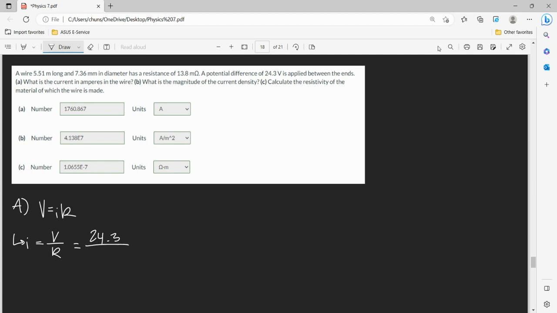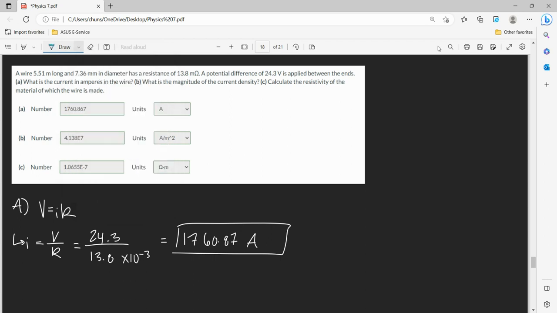So we have 24.3 volts, and we have 13.8 milliohms, times 10 to the negative 3. And this is 24.3 divided by 13.8 times 10 to the negative 3. And this gives us 1,760.87 amps. So that is our first question done.